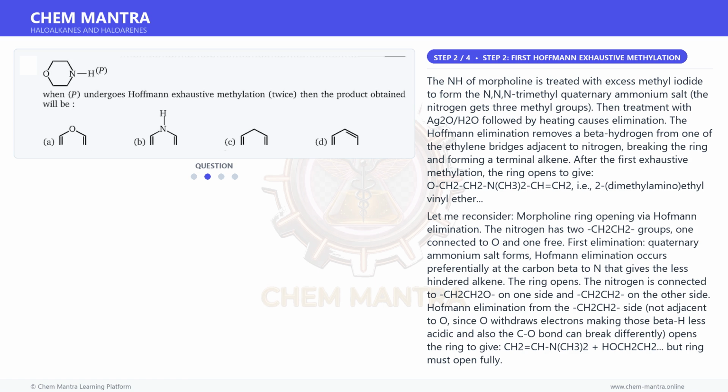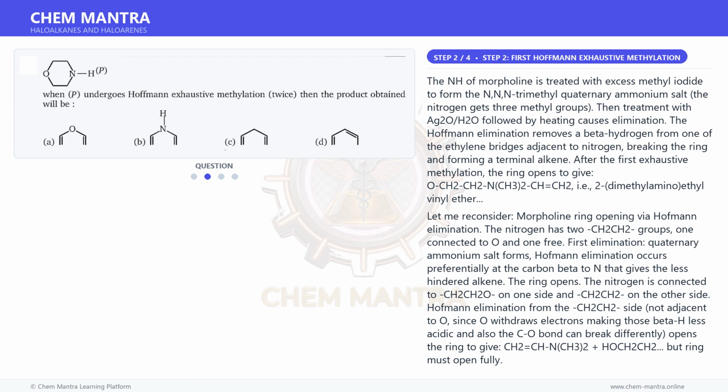The nitrogen is connected to CH2CH2O on one side and CH2CH2 on the other side. Hofmann elimination from the CH2CH2 side, not adjacent to O, since O withdraws electrons making those beta-H less acidic, and also the C-O bond can break differently, opens the ring to give CH2=CHN(CH3)2 plus H2C... But ring must open fully.